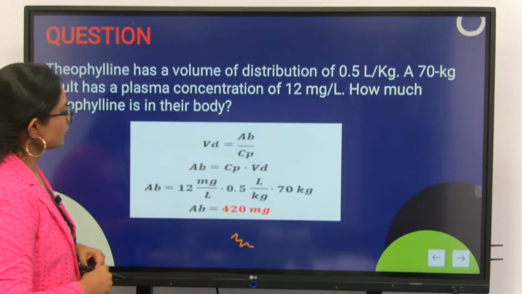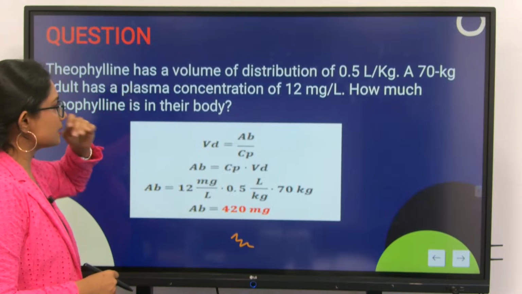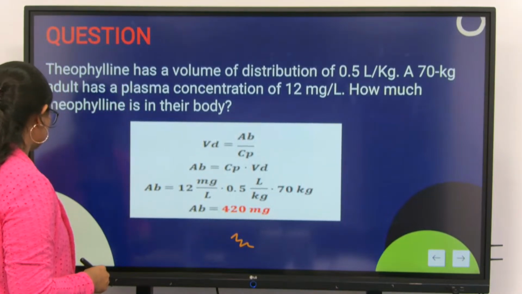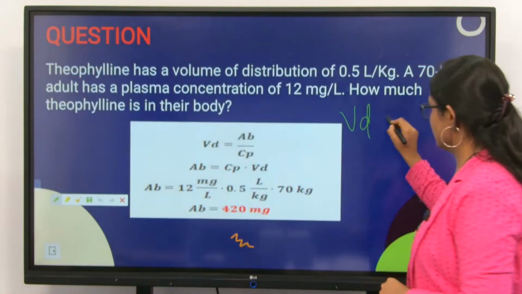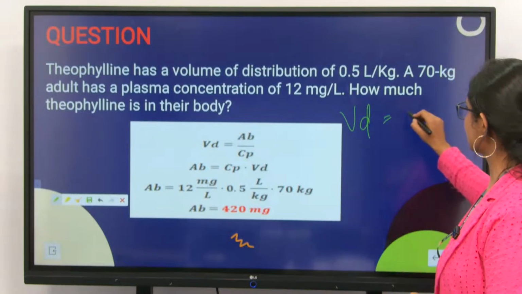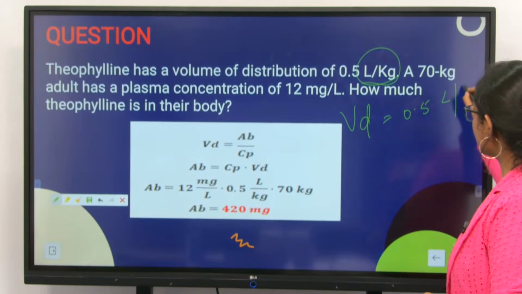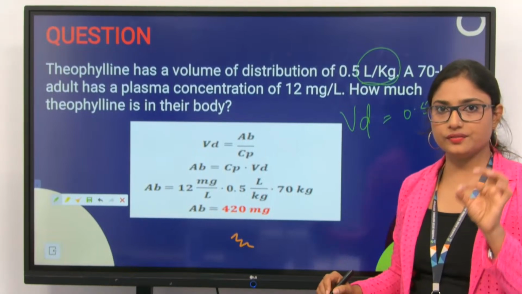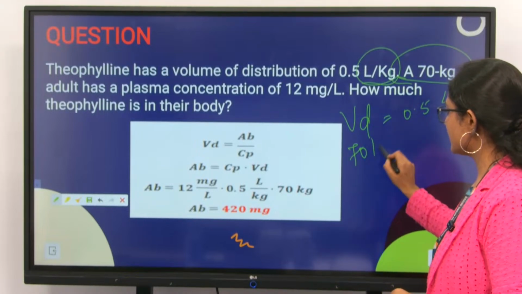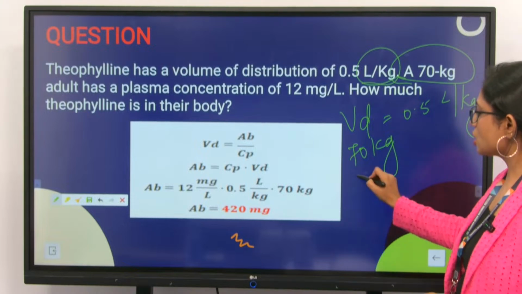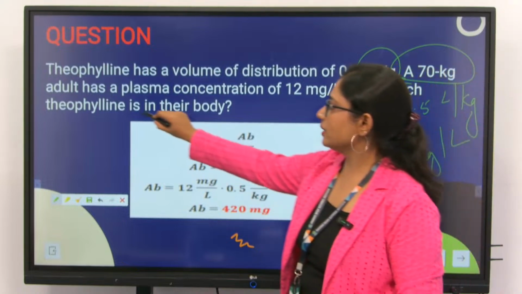Now, I've made a simple calculation for you. Theophylline has a volume of distribution given as 0.5. See, the units are very, very important. It is liter per kilogram, 0.5 liter for 1 kilogram. And the patient weight is 70 kilogram. Plasma concentration is also given: 12 milligram per liter. How much theophylline is in their body?